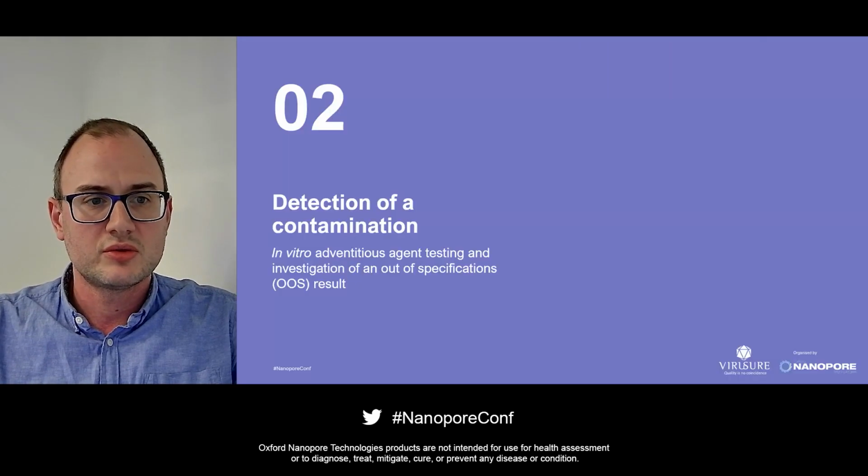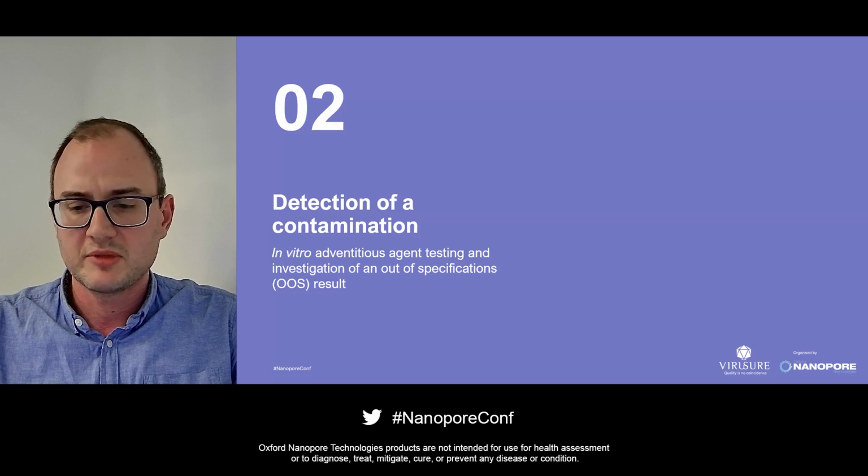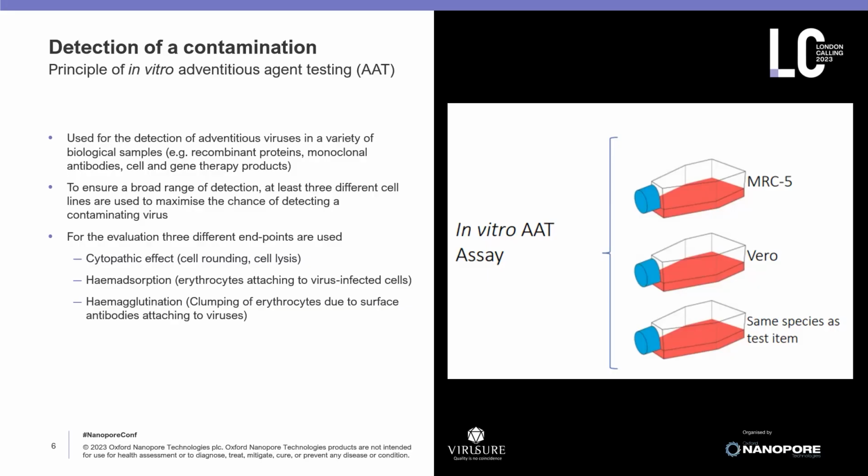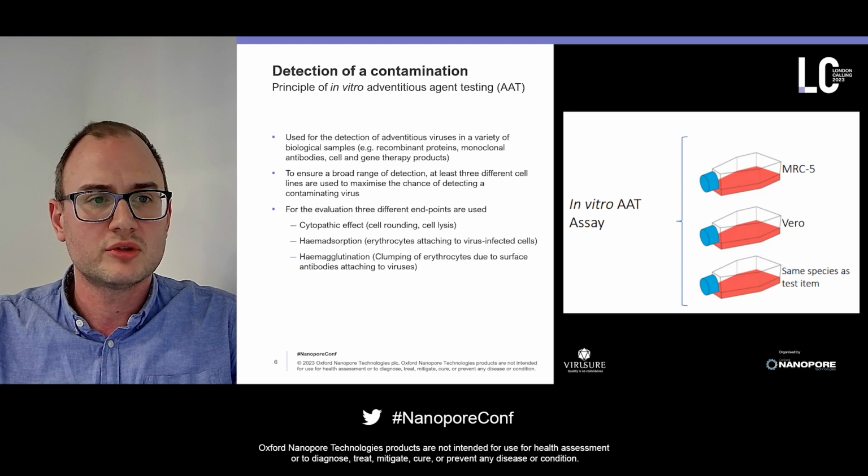So let's get into our case study where we identify the contaminant in one of our customer samples. For the detection of the contamination, we use a cell culture-based assay called in vitro adventitious agent test. This test is used for the detection of viruses in a variety of biological samples, like recombinant proteins, monoclonal antibodies, and cell and gene therapy products.